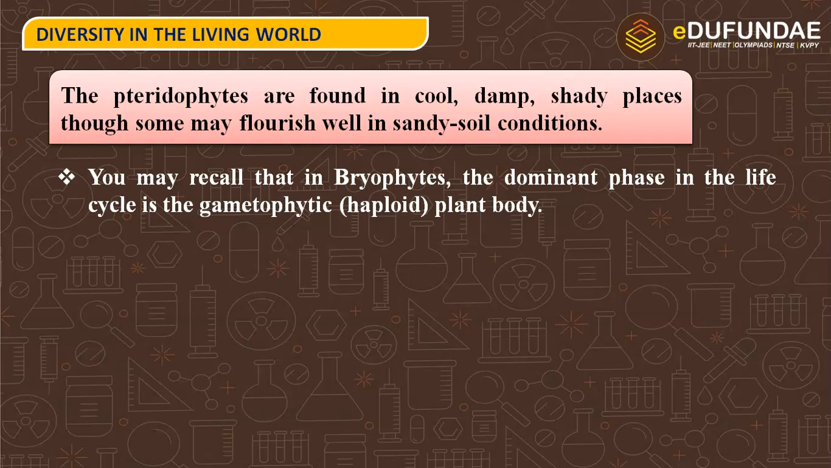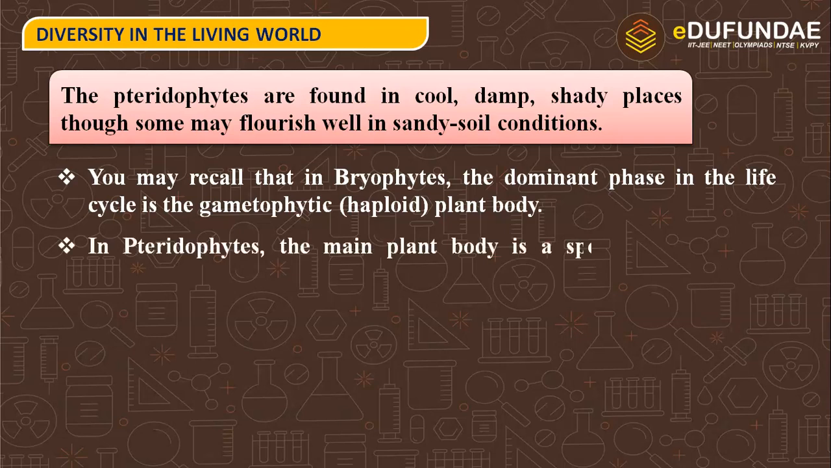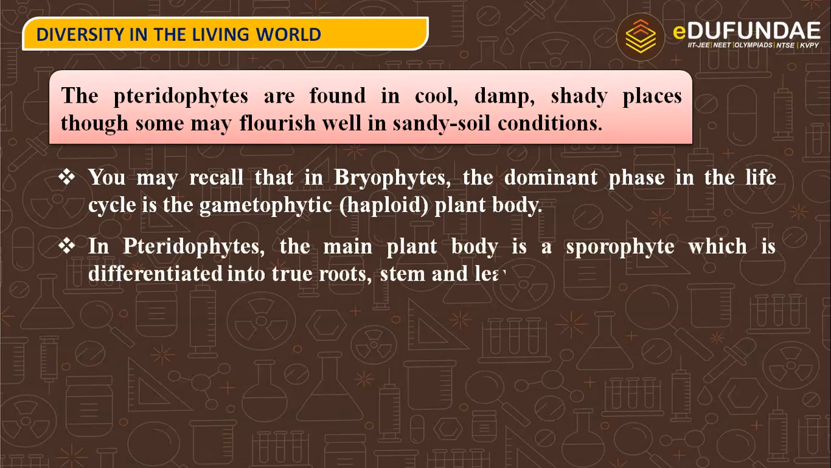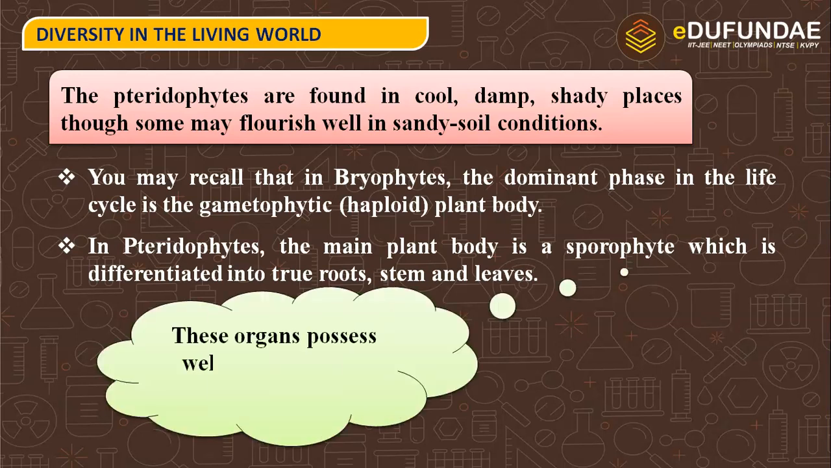You may recall that in bryophytes, the dominant phase in the life cycle is the gametophytic, that is the haploid plant body. But in case of Pteridophytes, the main plant body is the sporophyte, which is differentiated into roots, stems and leaves. So they are a little more advanced than the Bryophytes. They have a proper vascular system, as well as true roots, stems and leaves. The true roots, stems and leaves were absent in Bryophytes. These organs possess well-differentiated vascular tissues.